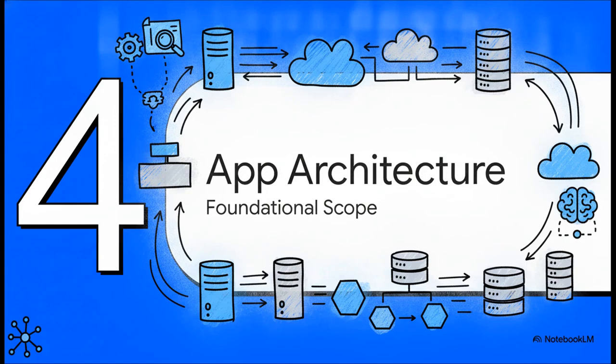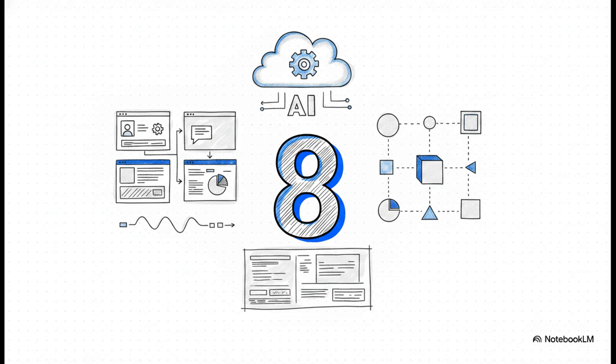Let's dive into Section 4, mapping the application architecture. 8. That is the magic number. The brief demands exactly 8 distinct, realistic pages. So we aren't just making a quick landing page or a single chat box here. You have to build a fully fleshed out application ecosystem entirely from scratch with a totally new UI every time.